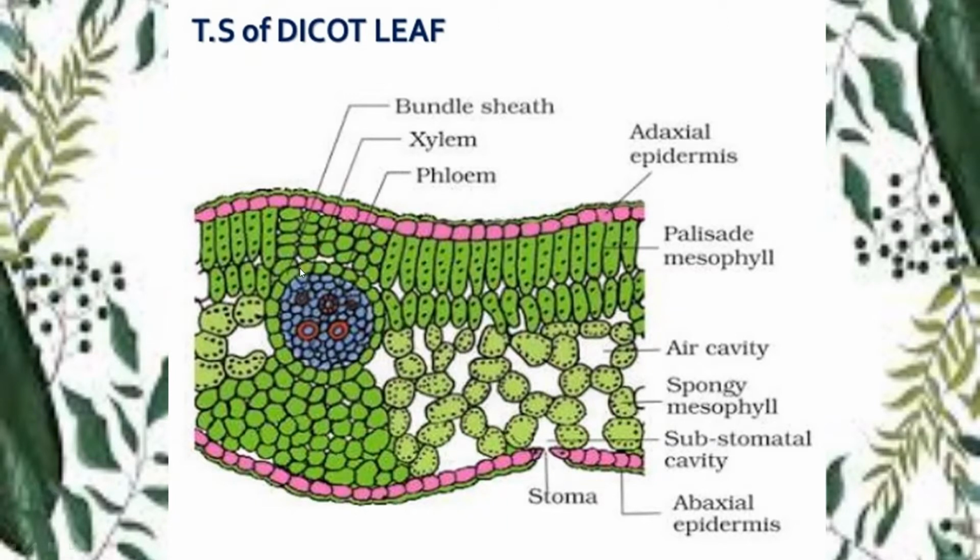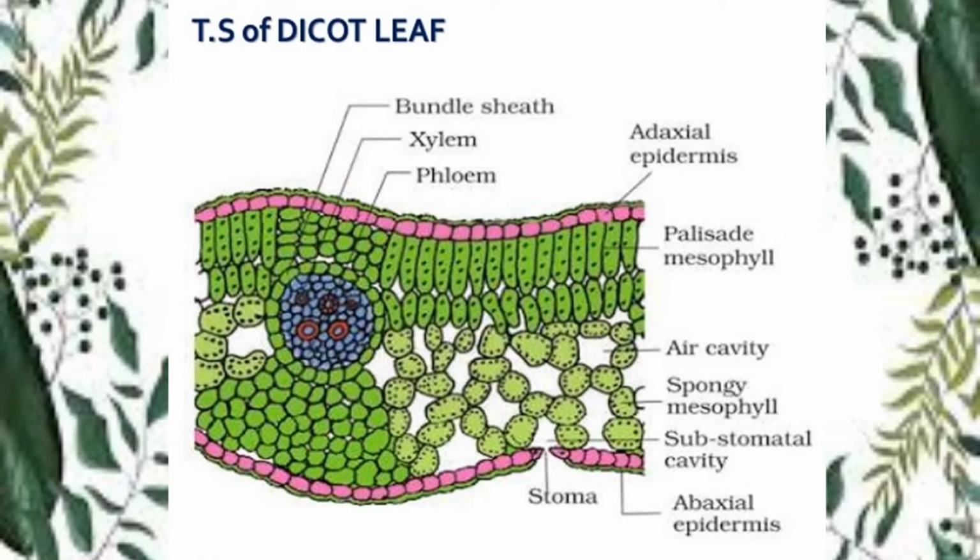Clear? Now this is the vascular bundle. This is the vascular sheath, which protects the inner parts of the vascular bundle. The bundle consists of xylem and phloem. Clear? Now the lower epidermis is always interrupted by the presence of stomata. Stomata are always present in the lower part of the leaf.